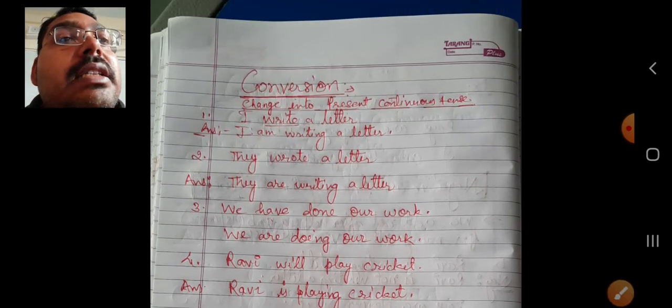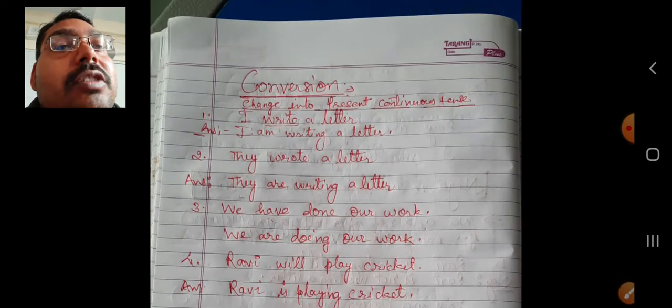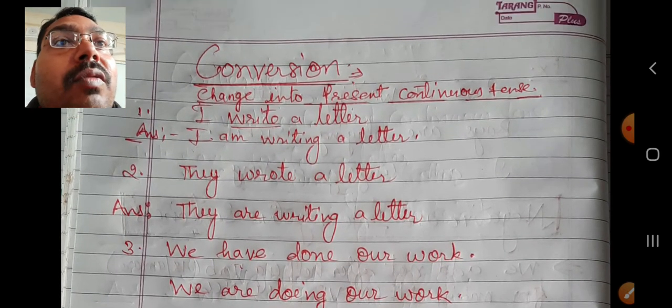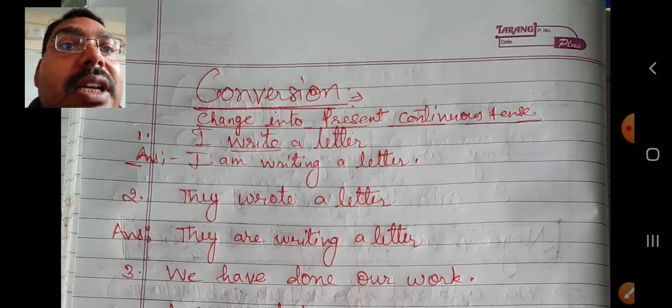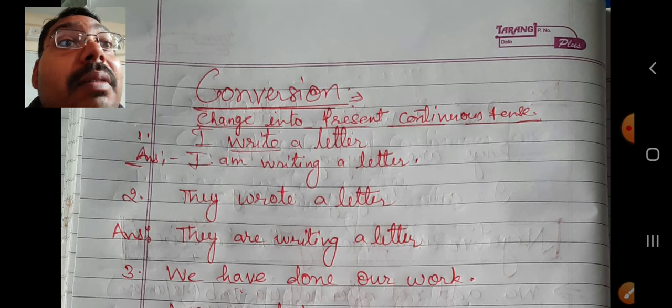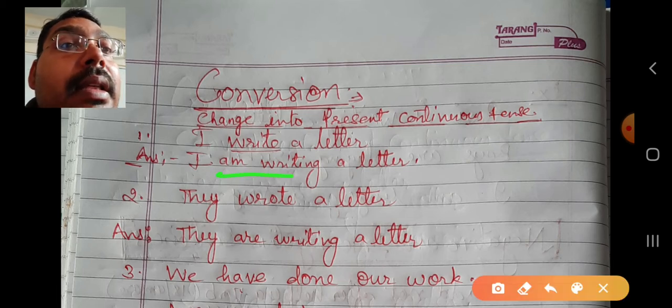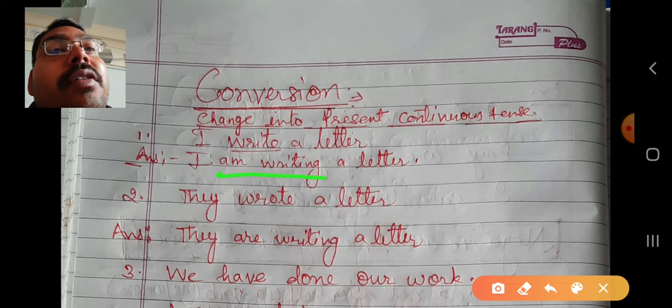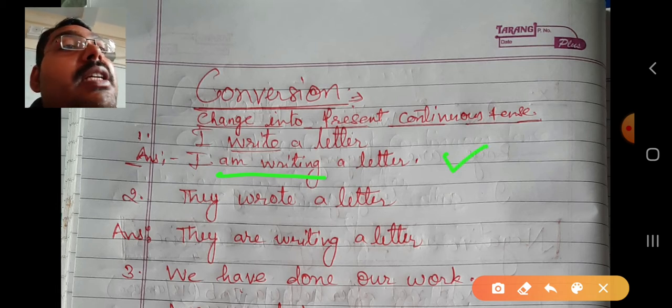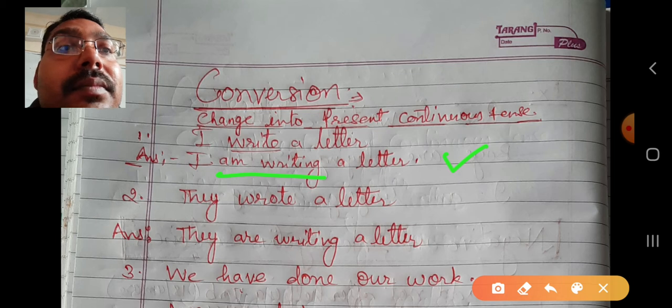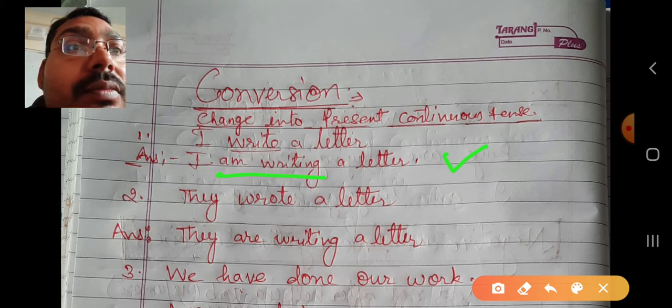So if you need to change a sentence into this present continuous tense, then you need to use the same rule. You look at the subject. What is the subject here? I is the subject, and what we use in present continuous for I is the helping verb am, and write is the first form. You need to add ing to that. So I am writing a letter, and now it will become a present continuous tense sentence. I hope it is clear to you now.